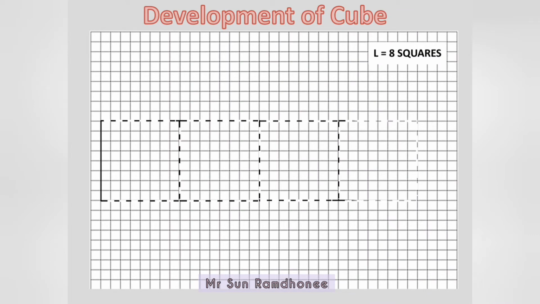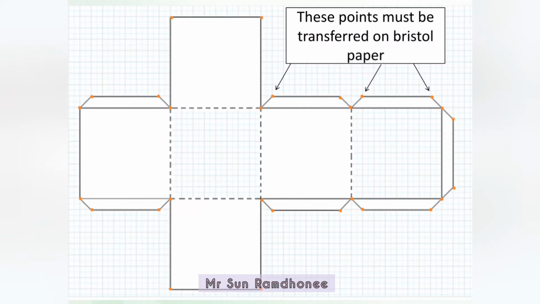Another important feature of the development are the folding lines. The folding lines help to close the shape properly. We need to transfer these points onto Bristol paper so as to obtain our 3D model. Let's have a look at the second segment of this video.